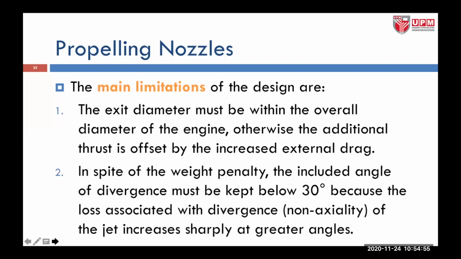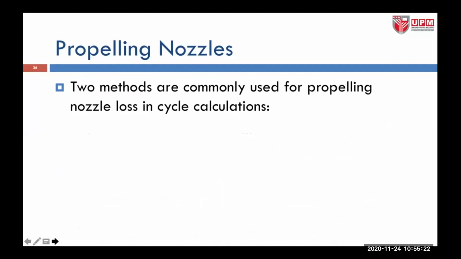And in spite of the weight penalty, the included angle of divergence must be kept below 30 degrees, right? Because the loss associated with divergence or non-axiality of the jet increases sharply at greater angle. If you have more than 30 degrees, let's say 45 degrees, 60 degrees, it has already been proven that you have higher losses, right? Two methods are commonly used for propelling nozzle loss in cycle calculation.